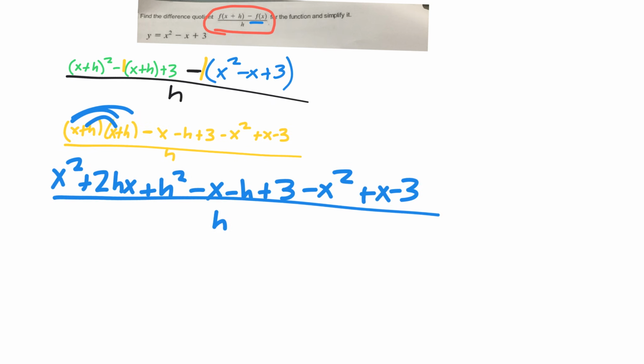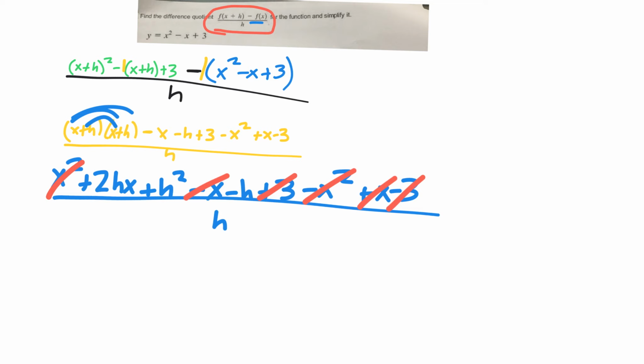And now we want to look for like terms in the numerator. So I have an x squared minus an x squared. So those are gone. I have a negative x plus an x. So those are gone. I have a plus 3 minus 3. So those are gone. Okay, there's going to be 3 pairs of terms that cancel each other out on 99% of these problems. Okay, so once you find 3 of them, you've probably done it correctly. 3 sets that cancel each other out.